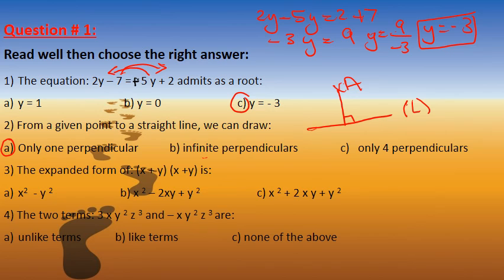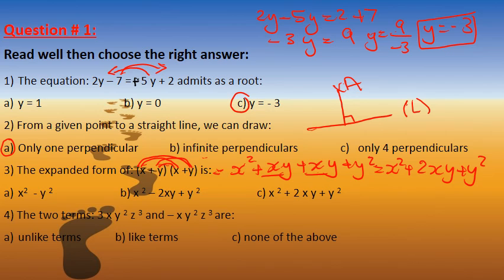Number 3, the expanded form of x plus y times x plus y is A, B, or C. To know the answer, we should expand x times x and x times y, then y times x and y times y. x times x is x squared, plus x times y is xy, plus y times x is also xy, plus y times y is y squared. Now we reduce the like terms: x squared plus xy plus xy is 2xy, plus y squared.